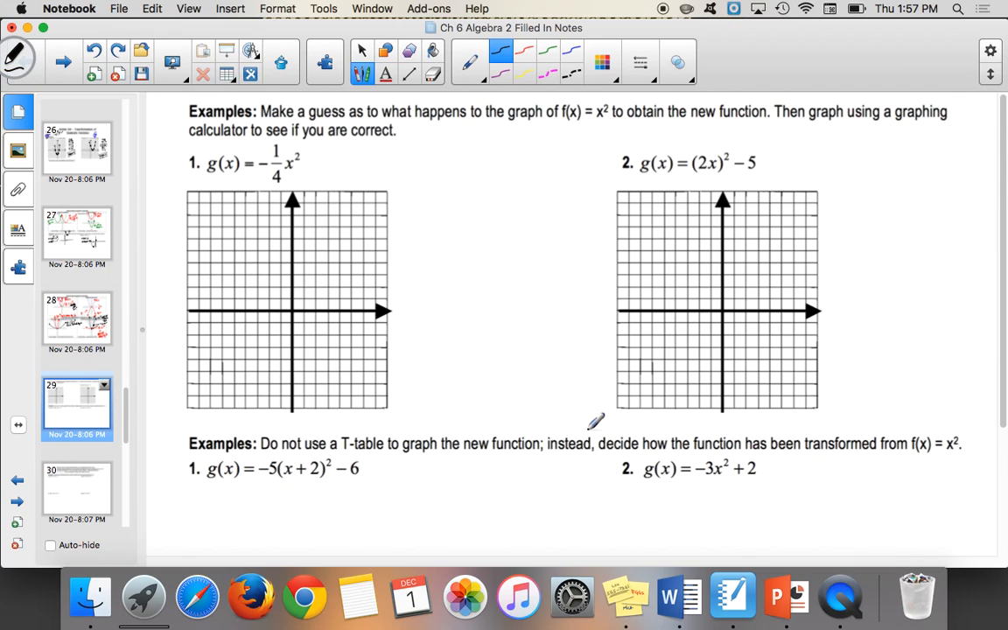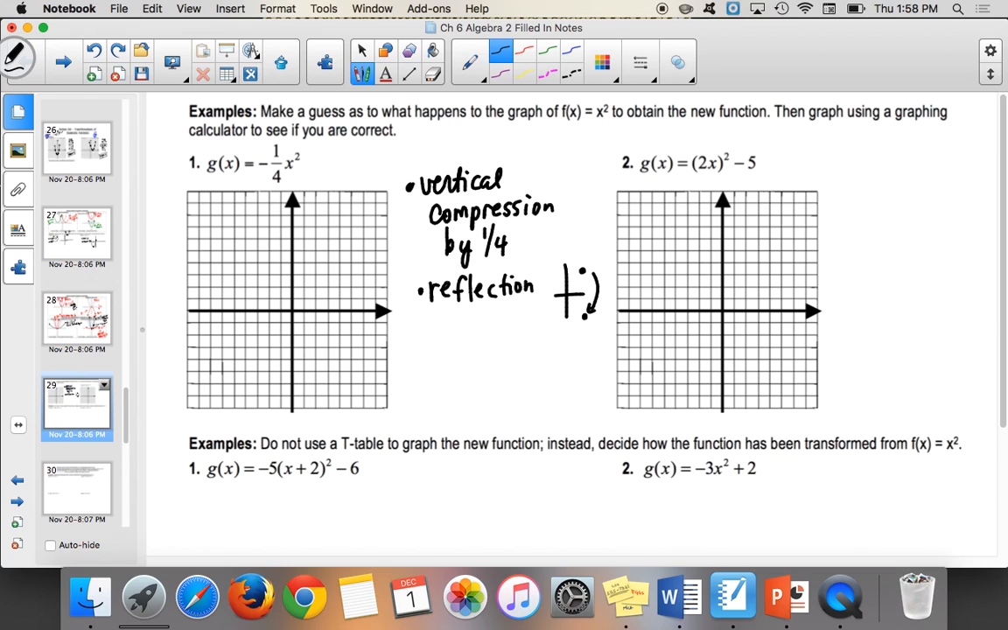All right, so we're going to do a vertical compression by 1/4, and then we're going to do a reflection. It's affecting the y value. So if I have a point and the y value becomes opposite, which axis is it over? The x-axis, right? If the y value becomes the opposite, it goes over the x-axis. It basically becomes a downwards parabola, which we know, right? A negative x squared is a downwards parabola.